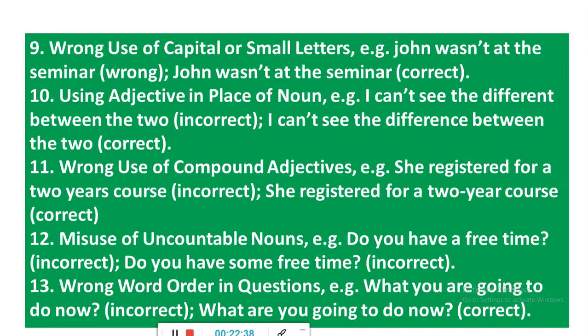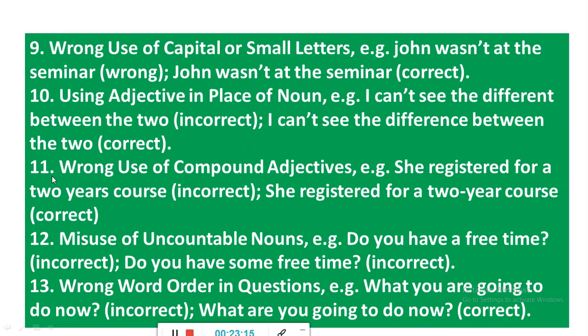But when you want to talk of the difference between one thing and another, it is the other one with CE. But this one, different, is an adjective. So the noun form is difference, the difference. So to correct it, we say, I can't see the difference between the two. So it is wrong to say, I can't see the different between the two.